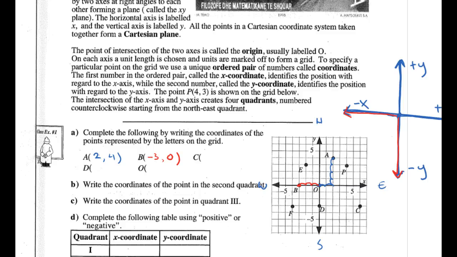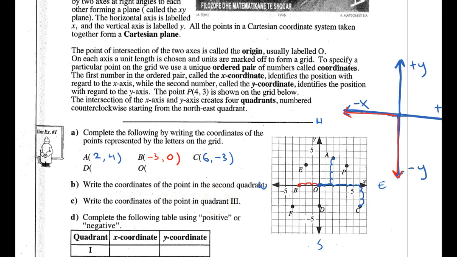Now let's do C. C's way down here, so let's see how we get there. 1, 2, 3, 4, 5, 6 steps in the x direction, and then down 1, 2, 3, so -3. I'm going to go ahead and skip the next two. I think we're all getting the hang of this.